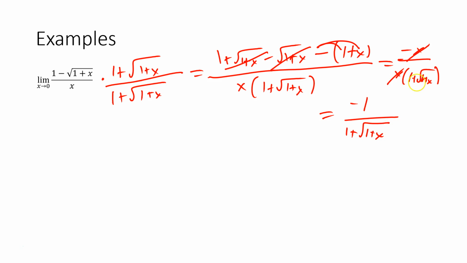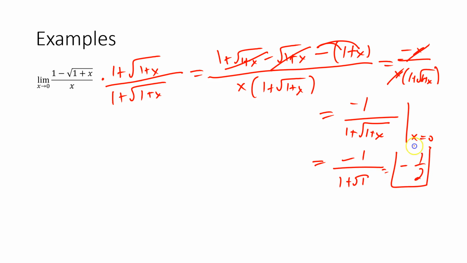And if we evaluate that at x equals 0, this is a little bit of calculus notation. We're evaluating it at x equals 0. That would be negative 1 over 1 plus root 1, which is negative 1/2.